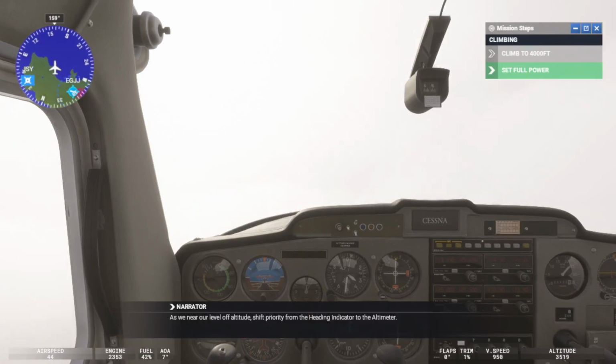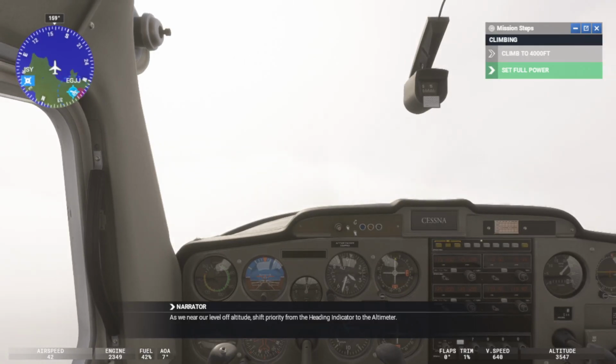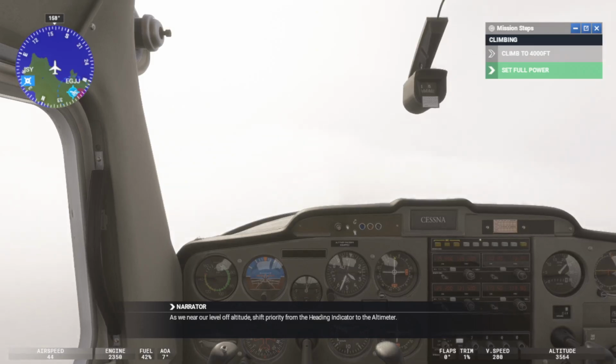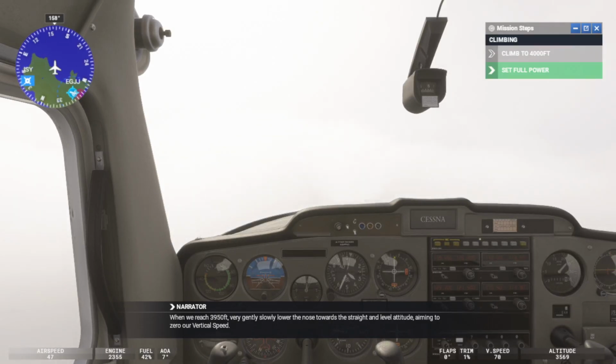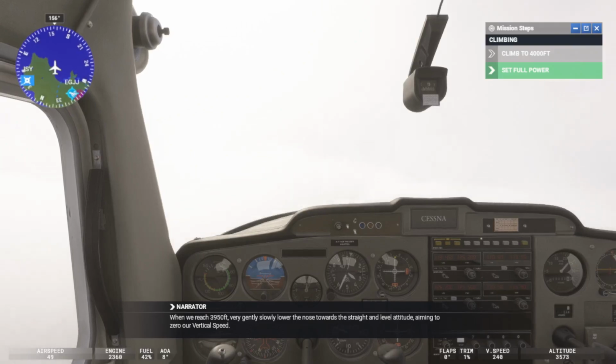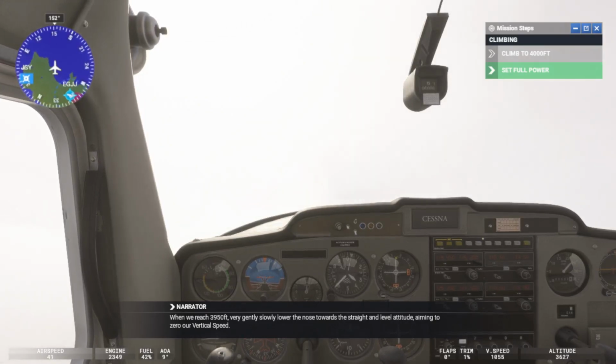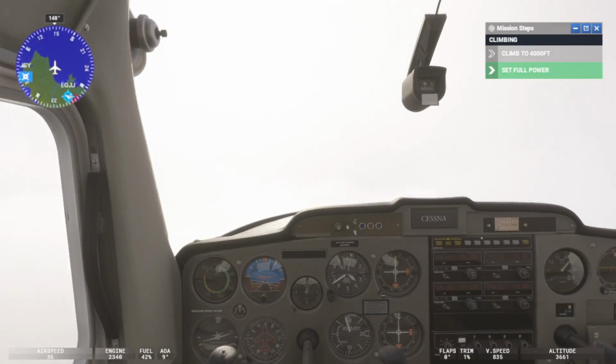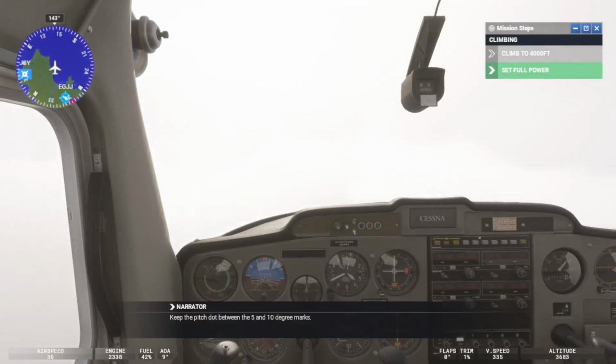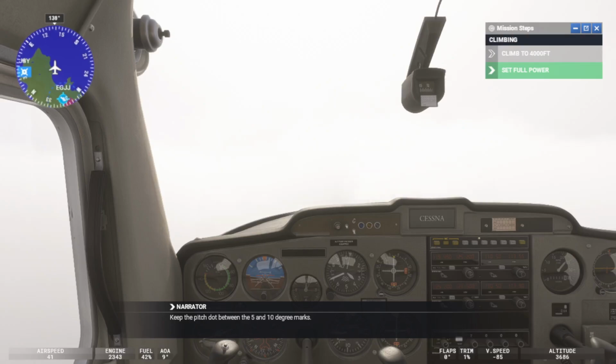As we near our level off altitude, shift priority from the heading indicator to the altimeter. When we reach 3,950 feet, very gently, slowly lower the nose towards the straight and level attitude, aiming to zero our vertical speed. Keep the pitch dot between the 5 and 10 degree marks.